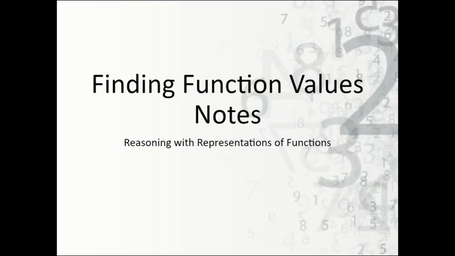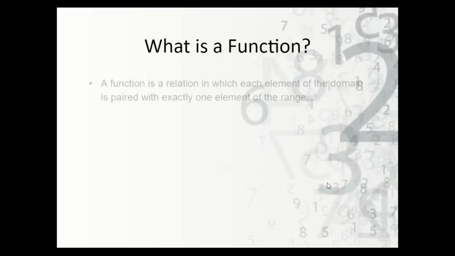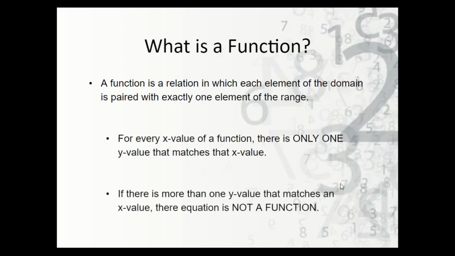Let's take a look now at the Finding Function Values notes. The notes begin with the learning goals and success criteria. Now, what is a function? A function is a relation in which each element of the domain is paired with exactly one element of the range. So that means that for every x, there's exactly one y that matches with that x value. If there is more than one y to match up with an x, then it is not a function.